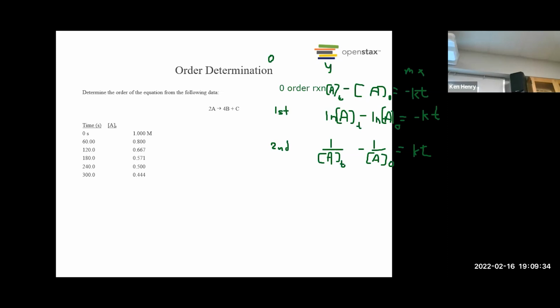R-squared value. Yep. So you want the R-squared value that best fits the data. And then for the first order, it's the natural log of A. And for the second order, it's 1 over A. That's right.